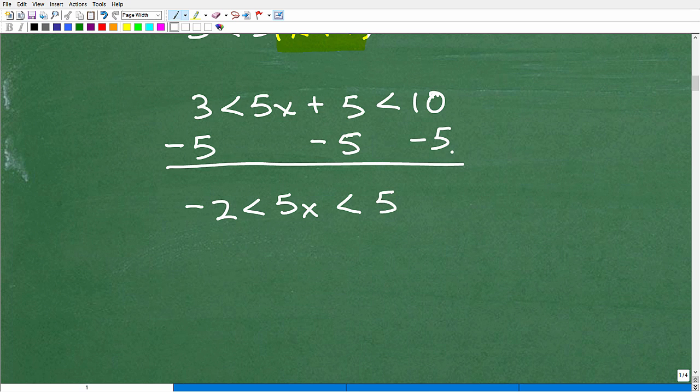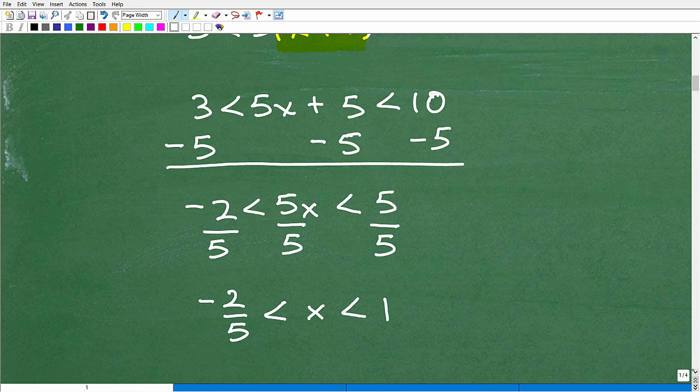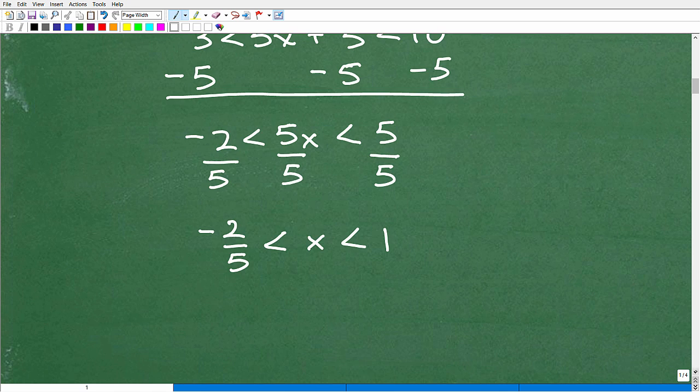So hopefully you see what's going on here. What's my objective? My objective is to solve for x in the middle, but now, instead of just having one side of an equation, I have to do things simultaneously on both the left and right-hand side of this inequality. So how can I get to x? Well, I have 5x, so I simply divide everything by 5, okay? So I would get negative 2/5 is less than x is less than 1. Okay, so what does this mean?